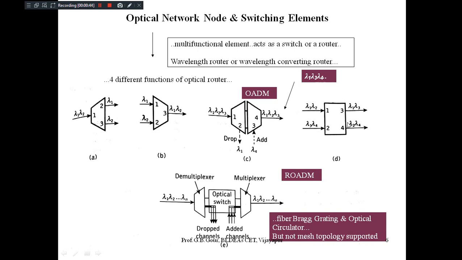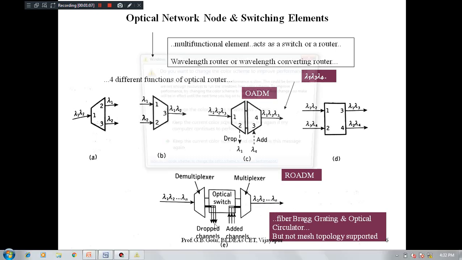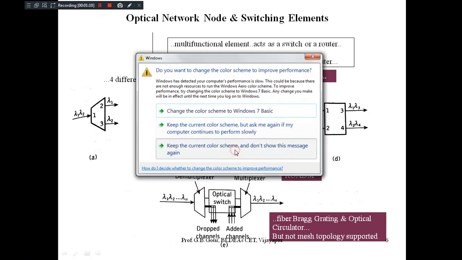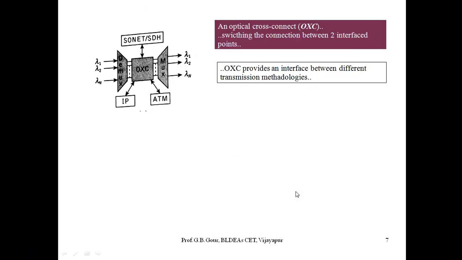By that you will be able to get either odd or even pattern wavelengths, or the higher version of OADM where we are able to add and drop more than one wavelength at a time, that is a reconfigurable OADM. But the problem we got here with ROADM is that it does not support mesh topology. So that's why we went for replacing the optical switch with an optical cross connect here.